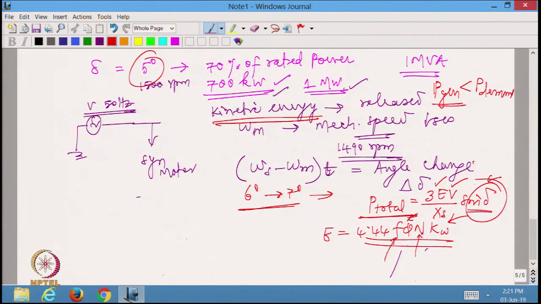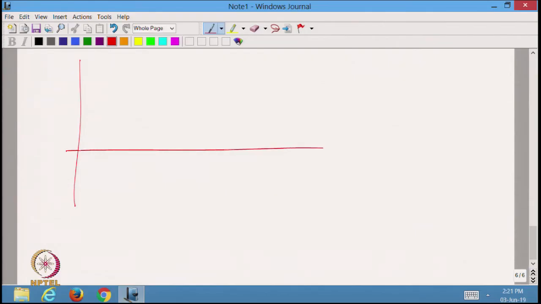If I look at how the power is changing, I should draw the variation somewhat like this. If this is delta and this is power, I am going to have an increase in the power as delta increases. There is no doubt about that, right? And the maximum power probably is somewhere here, which will be much higher than even 1 megawatt. So, probably originally it was operating somewhere here and it is moving in this direction.